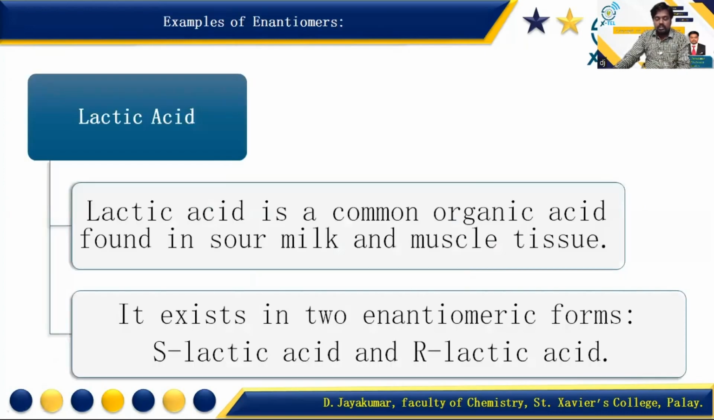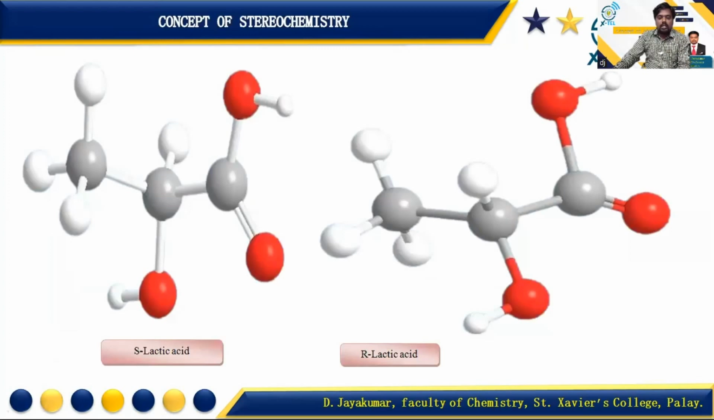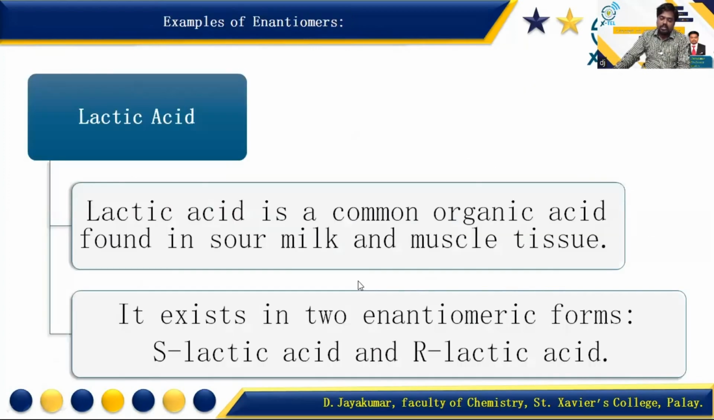And where does lactic acid present? It is present in higher mammals, especially in the form of milk. Apart from that, it is also present in the muscle tissue. Fine. As we said earlier, it exists in the form of enantiomers. One is S-lactic acid, the other is R-lactic acid.